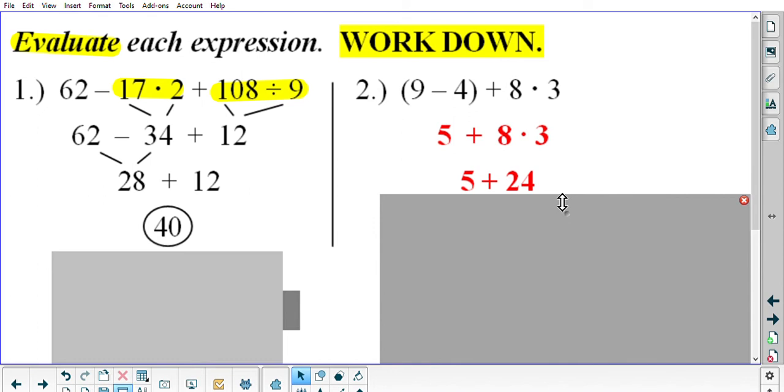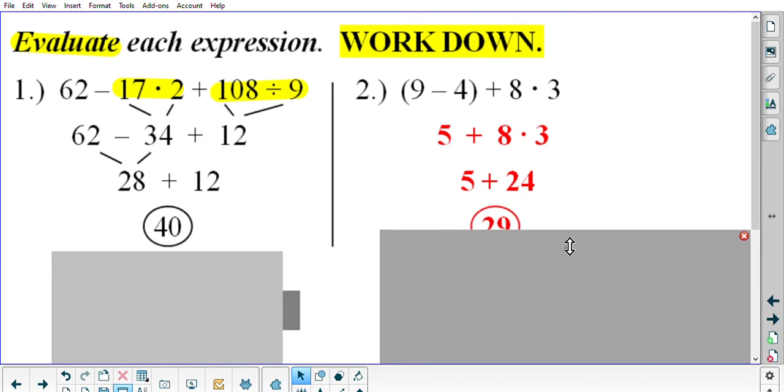By the way, side note, if you don't know your times tables, you're going to need to get good at them. Maybe make your own flashcards, learn your times tables up through at least 10, if not 11 and 12. All right, last thing we have on this problem, 5 plus 24 gives you 29.